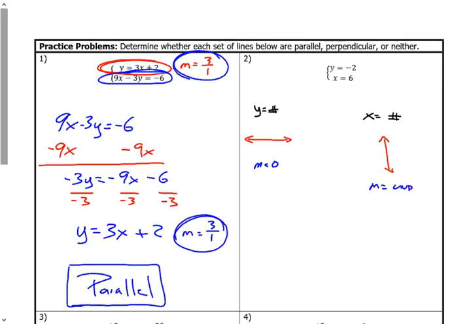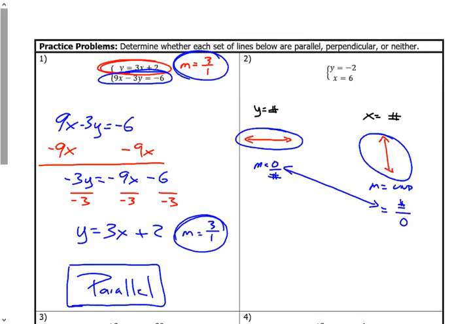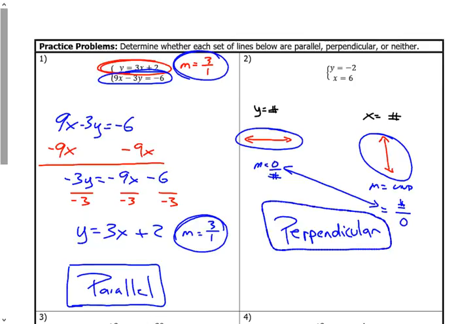But more importantly, why was that undefined? Because it was always a number divided by 0. Look at that, this is 0 over a number. This is a number over 0. They are reciprocals of each other. Now, because they're zeros, we don't worry about the opposite signs. But we can see either graphically by looking here or algebraically that these are indeed perpendicular lines, like so.